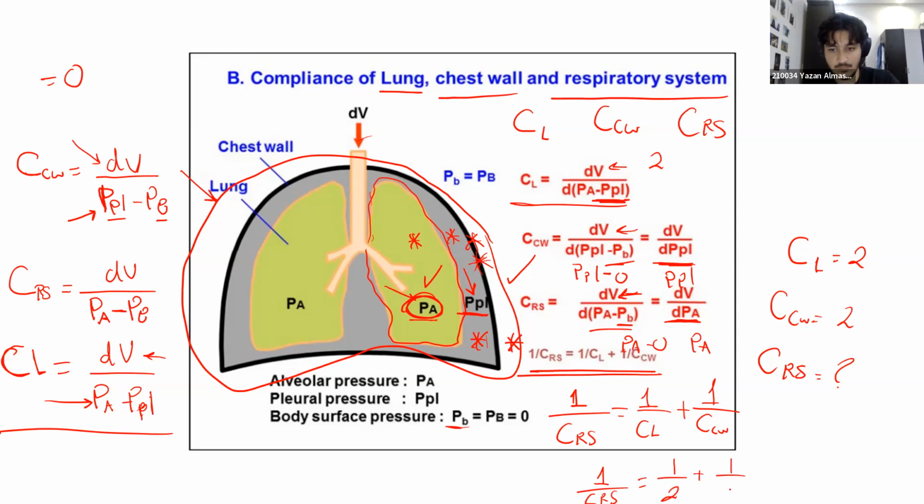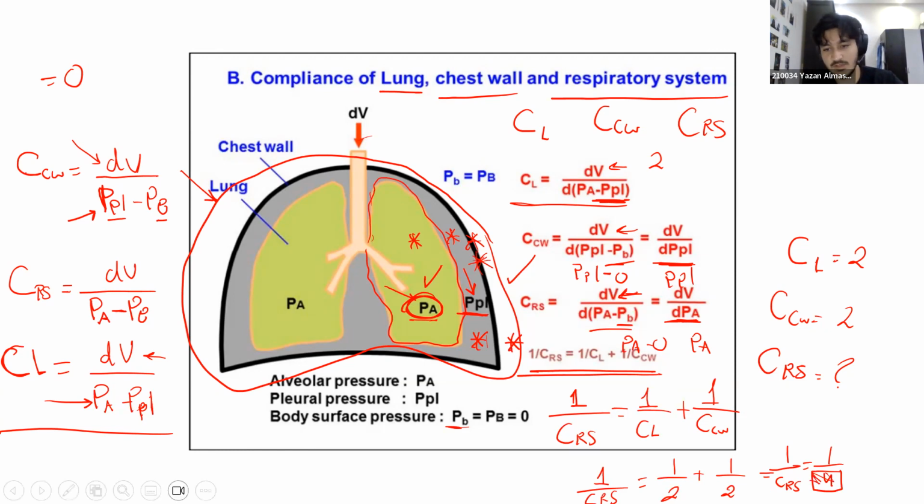Plus 1 over 2. So it's going to be equal 1 over 4 equals 1 over. So what is the compliance of the respiratory system? It's 4. Does that make sense? Or actually, sorry, it's going to be 2.